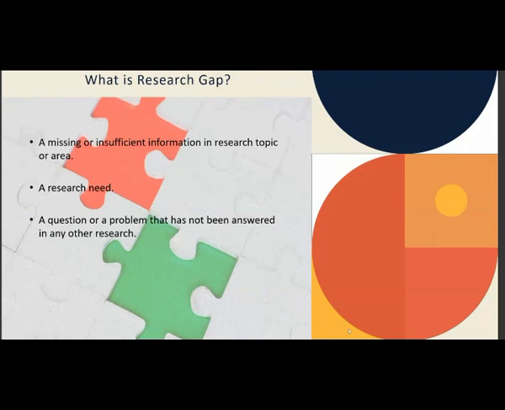And the third one is that research gap is about a question, a problem that has not been answered in any other research before. So you are trying to answer that question, you are trying to solve that problem, in which the third point goes back to your definition of research. It's actually to solve a problem. I can see a hand here. Someone raised a hand. Do you have any question?